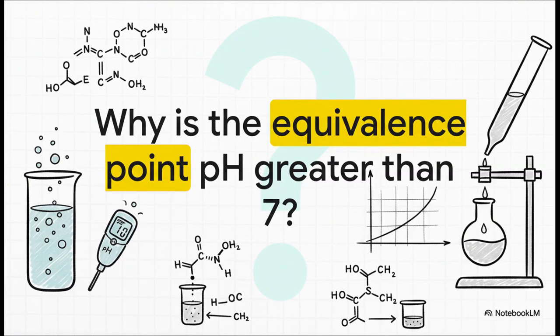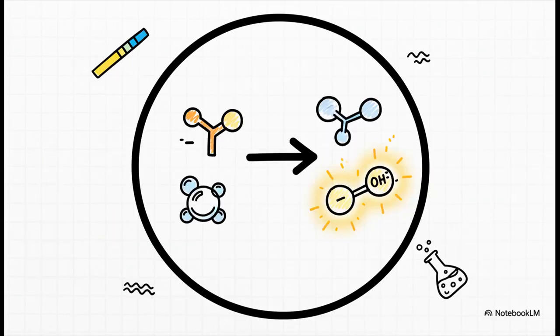But hang on a second. Let's look back at that equivalence point. If we've perfectly neutralized the acid with the base, shouldn't the pH be a perfect neutral 7? So why is it clearly basic, somewhere around 8.7 in this example? That's a great question. The answer, the culprit, is actually the product of the reaction.